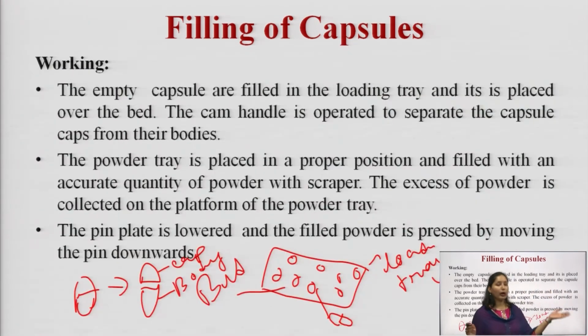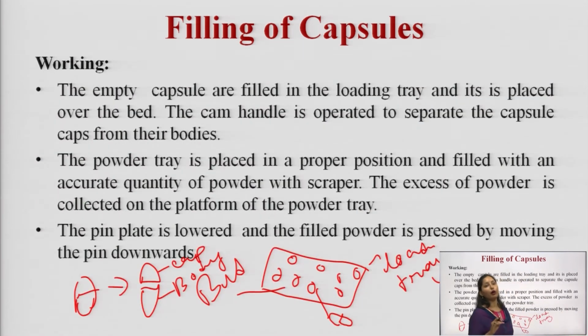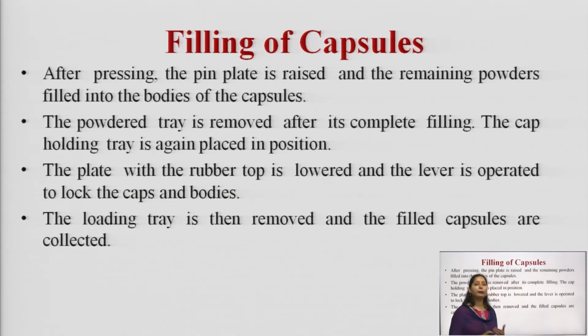After that we lower down the pin plate, that is this plate. We lower down the pin plate to ensure the proper filling of the powder into the capsule body. The pin plate is lowered and the filled powder is pressed by moving the pin downwards. This process is performed continuously to ensure proper filling of the capsule. After pressing, the pin plate is raised and the remaining powder is filled into the body. The process of filling is continued until the capsule body is completely filled.